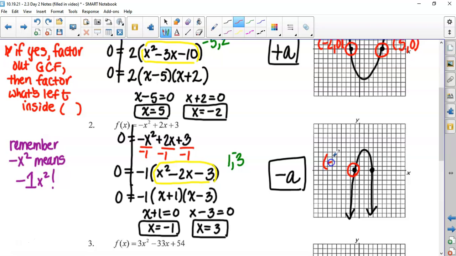This is -1, 0. This is 3, 0, and we are done. Remember, our focus today is just rough sketching by means of the intercepts.